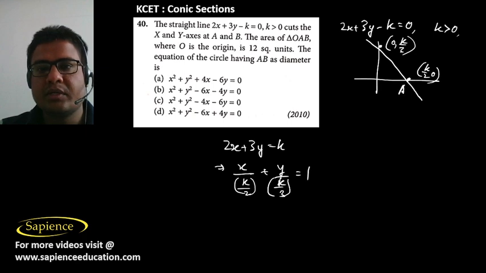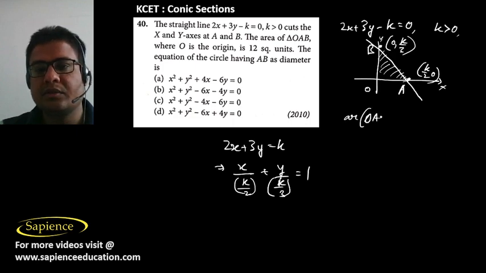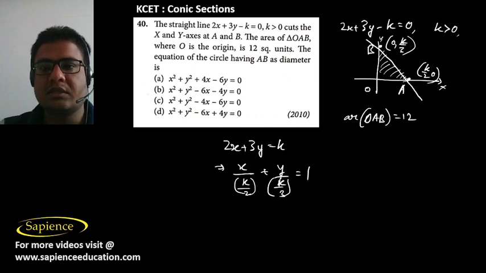So this is the point A on the x-axis and this is the point B on the y-axis. It is told that the area of triangle OAB, where O is the origin, is 12 square units. The equation of the circle having AB as the diameter is? Then we have to find the equation of the circle which has AB as the diameter.